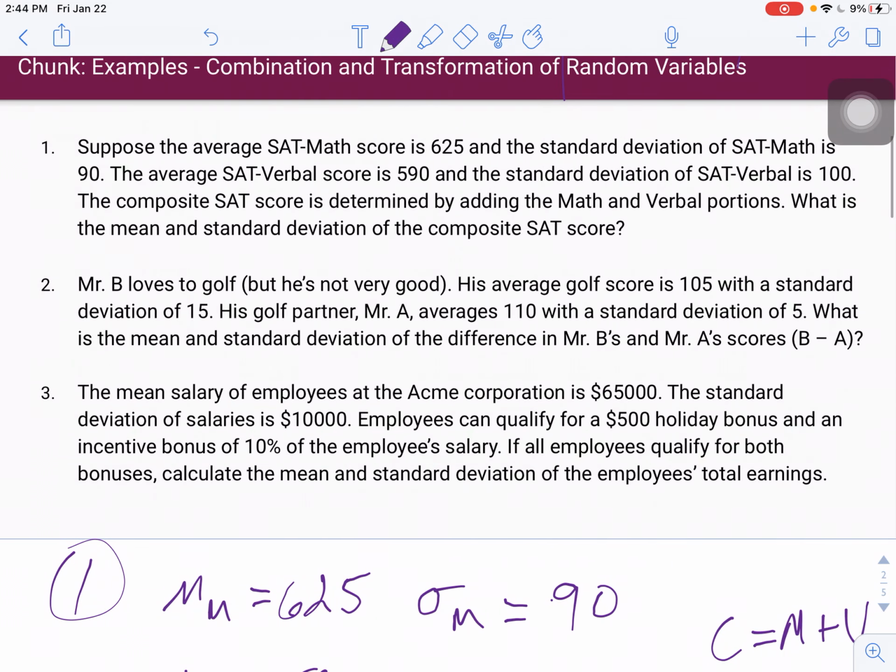All right, and the last one is number 3. The mean salary of employees at the Acme Corporation is $65,000. The standard deviation of salaries is $10,000. Employees can qualify for a $500 bonus and an incentive bonus of 10% of the employee's salary. If all employees qualify for both bonuses, calculate the mean and standard deviation of the employee's earnings.